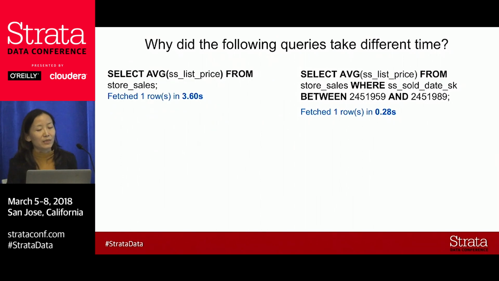Let's start with a simple example. Here are two queries. You can see the first query takes about 3.6 seconds, while the second one takes less than 300 milliseconds. Can anyone tell me why the two queries take different times, if you are familiar with databases?